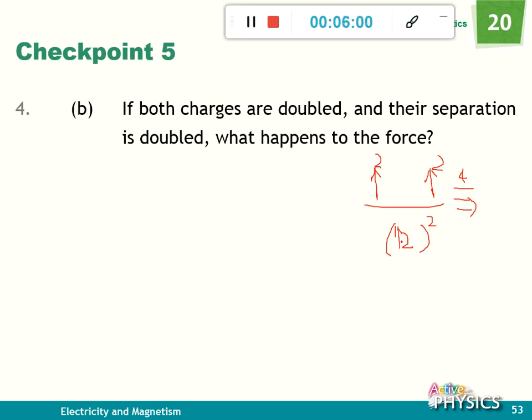This one, the distance is doubled, squared, so it is 4. 4 over 4 is 1. It means that there is no change, it remains the same.